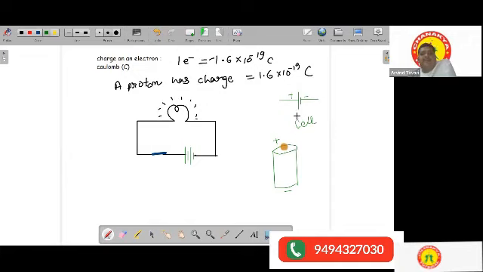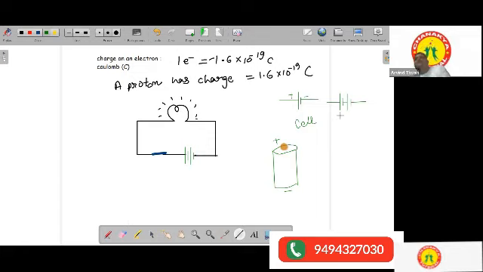A battery will be drawn like this. A battery will consist of more sets of these cells. It will be a combination of cells. So you have a cell, another cell, and the two cells being combined to each other will form a battery. So two or more cells joined with each other form a battery.